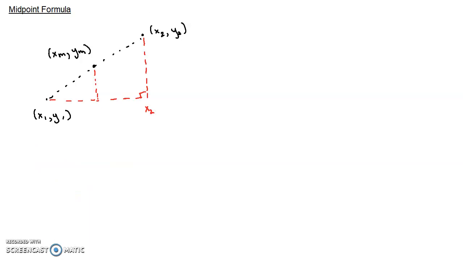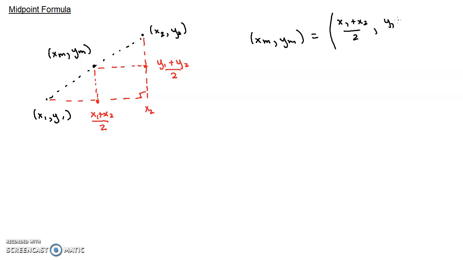So if we want to find the halfway point between x1 and x2, it's going to be the average, x1 plus x2 over 2. And then the same thing for the y distance, halfway between the y's is going to be y1 plus y2 over 2. And that's the idea for the midpoint formula. So we say xm, ym for midpoint. The x-coordinate is going to be the average of the x's, and the y-coordinate is going to be the average of the y's.